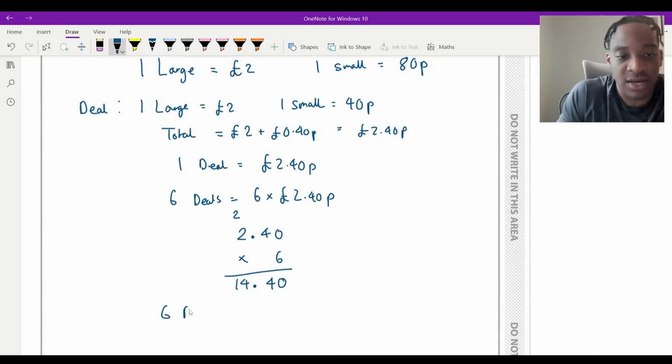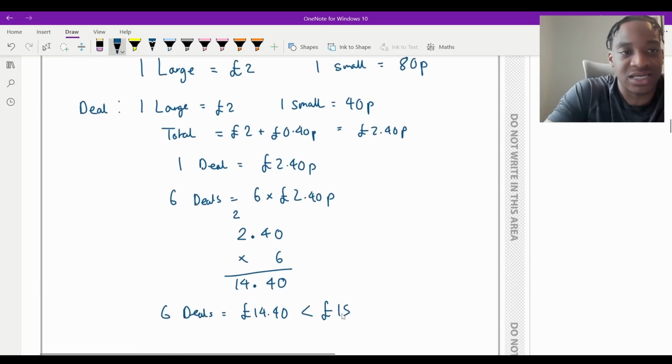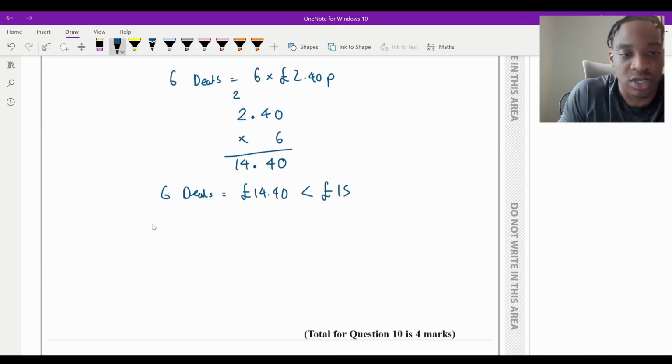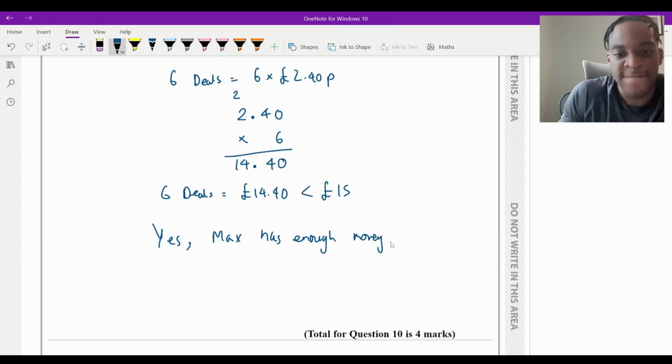So I'm going to say 6 deals here is just equal to £14.40, which is less than how much money Max has, which is £15. So the answer is yes, Max has enough money. So always remember to write a yes or no, because they were asking you a question. So you just say yes, Max has enough money. And that will be question 10, and that will give you the 4 marks.